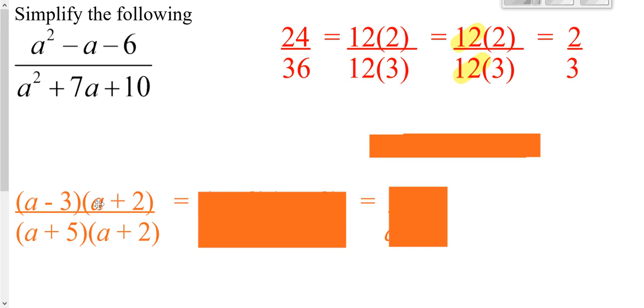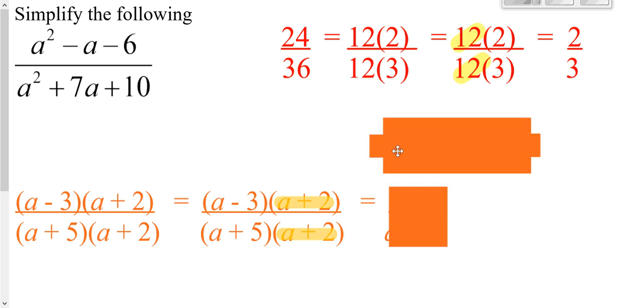Now you'll notice that you have an a plus 2 times the whole top and an a plus 2 times the whole bottom. That's really a special form of 1, so the a plus 2's drop out, leaving you only with an a minus 3 on the top and an a plus 5 on the bottom.